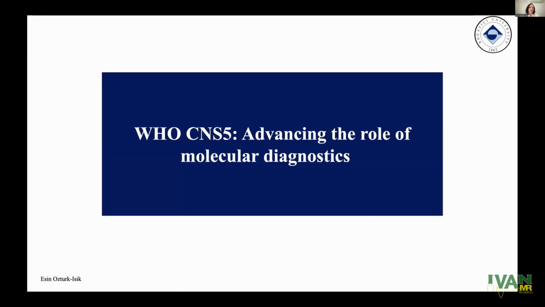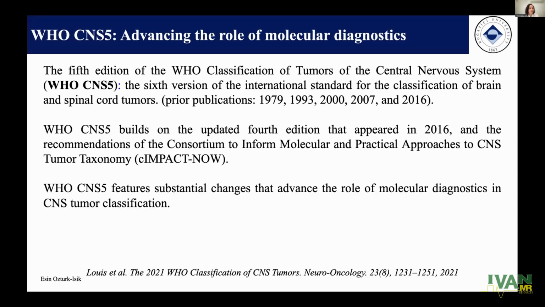Next, I would like to mention WHO CNS5. This is the new, or latest, I should say, central nervous system brain tumor classification system, which was released in 2021, and it has advanced the role of molecular diagnostics. So the 5th edition of the World Health Organization classification of tumors of the central nervous system was released in 2021. And it builds on the updated 4th edition, plus cIMPACT-NOW recommendations that happen to be in between the editions. And this WHO CNS5 has substantial changes that have advanced the role of molecular diagnostics in CNS tumor classification.